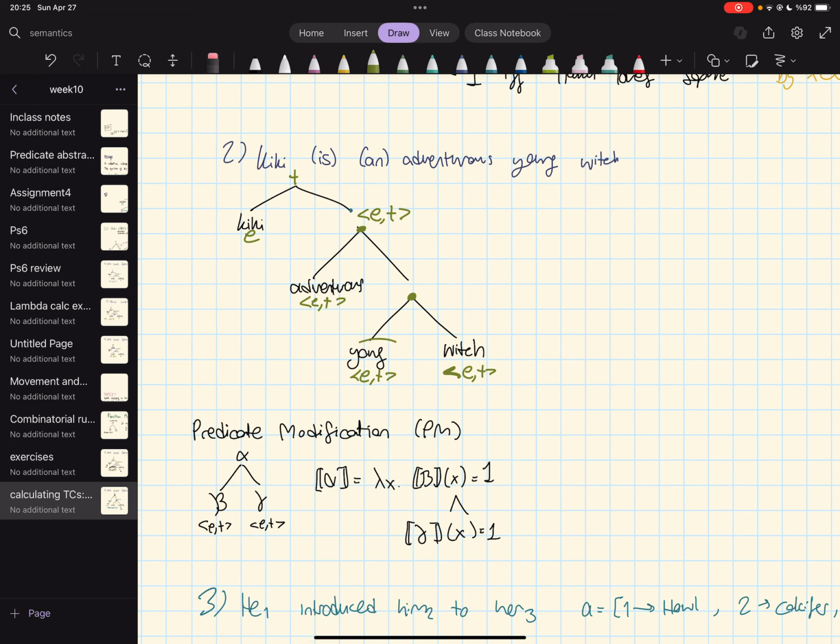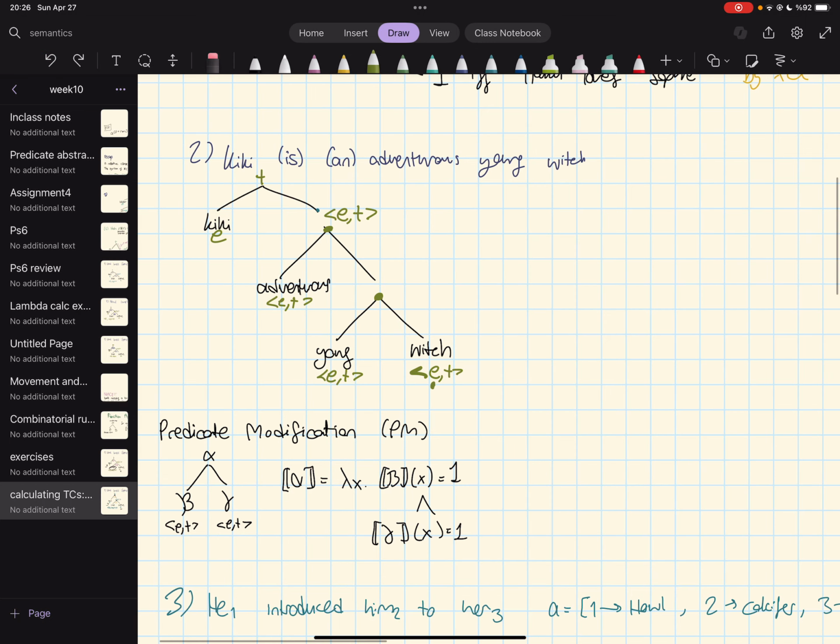As you can see, both of its daughters are of type ET. So this adjective young needs an entity to take as the input, but we don't have an E as the input, and witch also needs an entity to take as the input, but its sister is not an entity. Therefore, what I can say is that they cannot take each other as inputs. They're of the same type. They cannot take one another as the input. Therefore, we need to use predicate modification, and their mother would have to be of type ET.